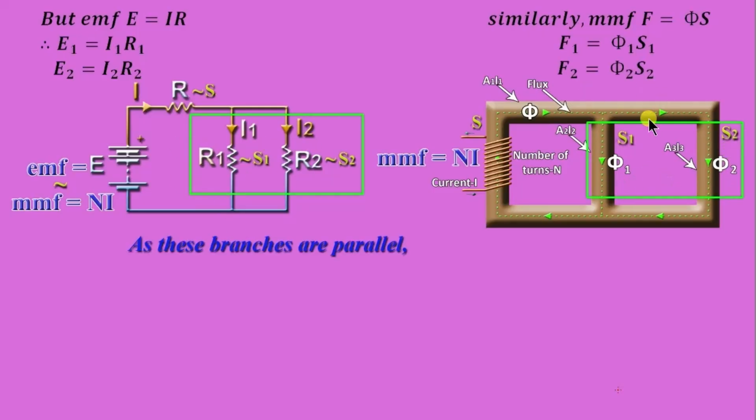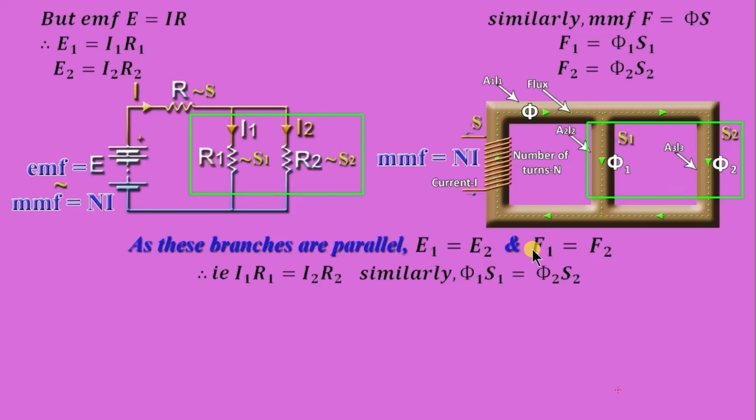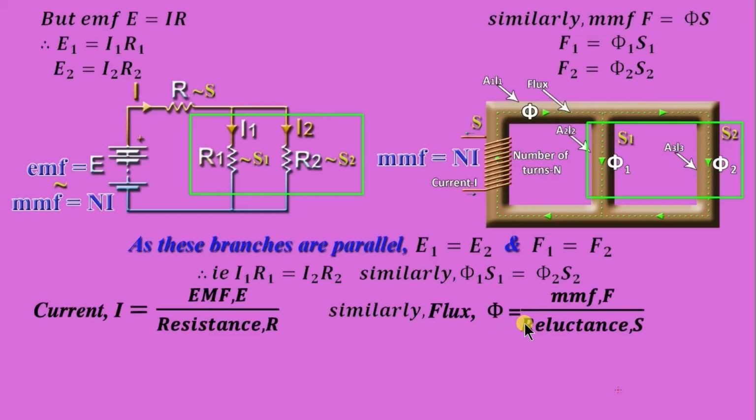As these branches are parallel, the voltage drop across this path and this path will be the same. Similarly, in the magnetic circuit, mmf F1 is the same as for this parallel path F2. But E1 is I1 into R1, therefore I1 into R1 is equal to I2 into R2. Similarly, here F1 is equal to F2. F1 is phi1 into S1, that is equal to phi2 into S2. We know that current I is equal to E by R. Similarly, flux phi is equal to mmf F divided by reluctance S, that is F is N into I by S.